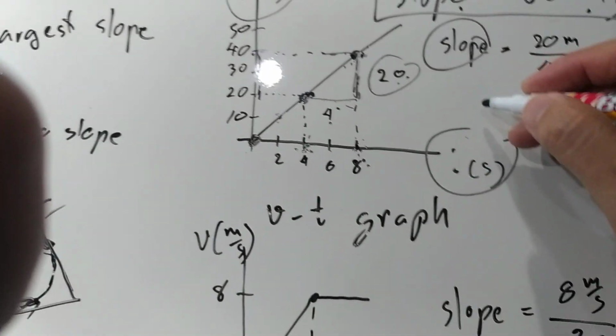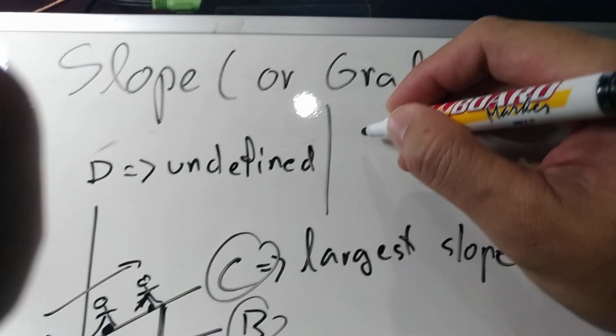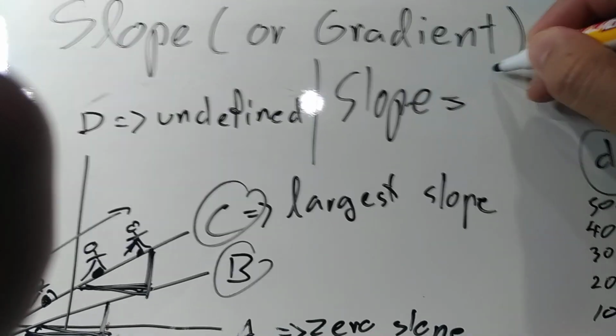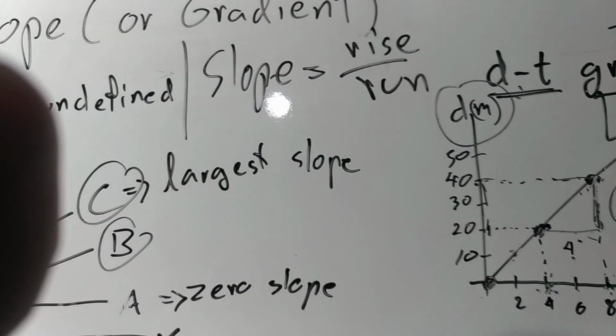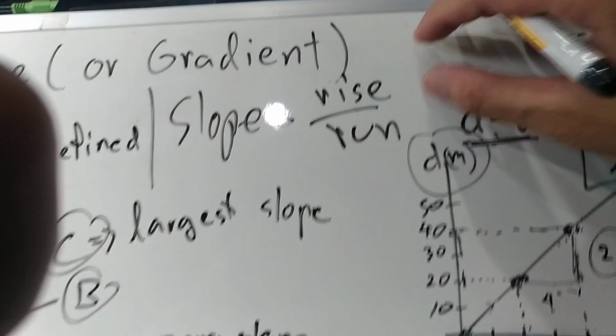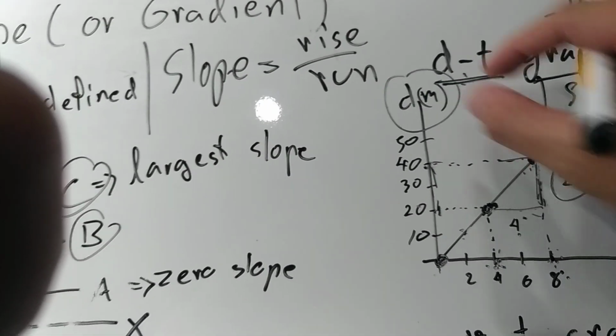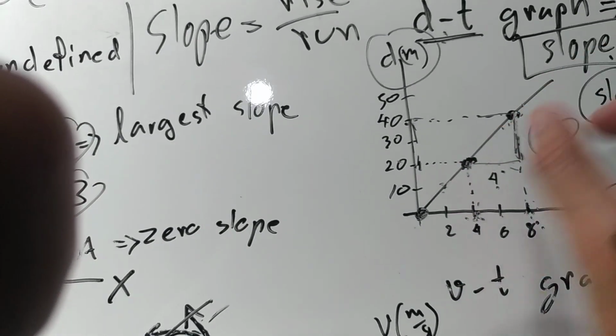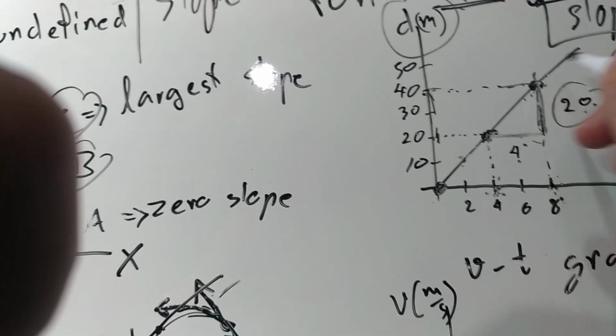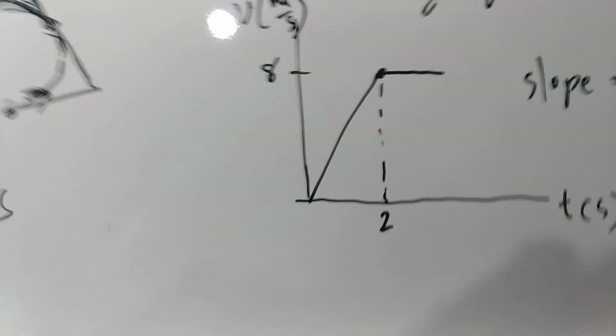Okay, so again, let me just write that down right here. Slope equals rise over run. Rise is the difference in the vertical axis. Run is the difference in the horizontal axis. That's the rise, that's the run, just like a step here. That's how we measure the slope.